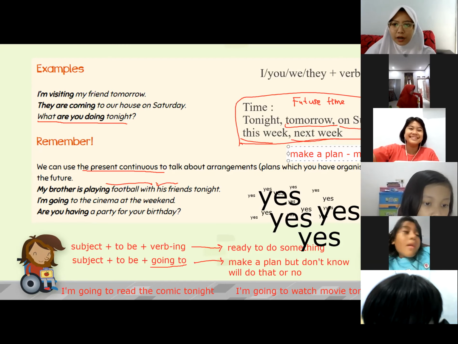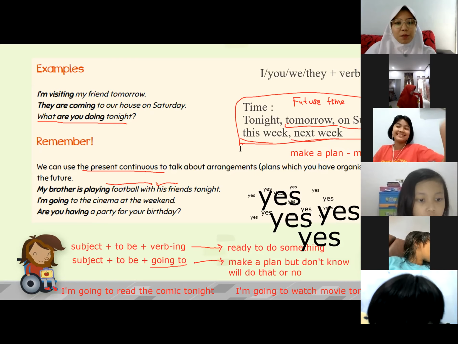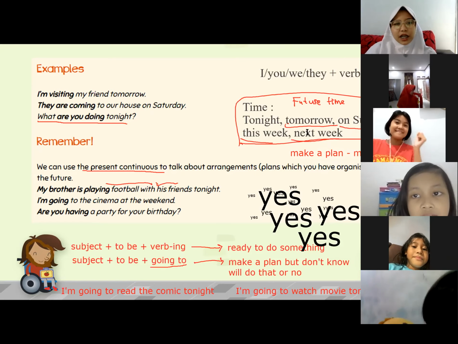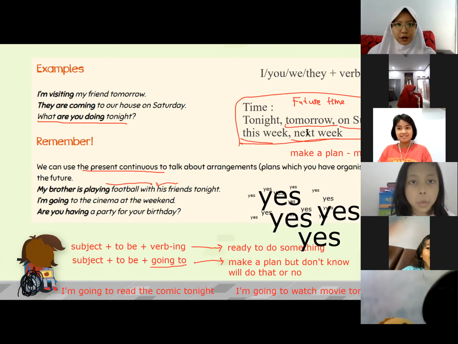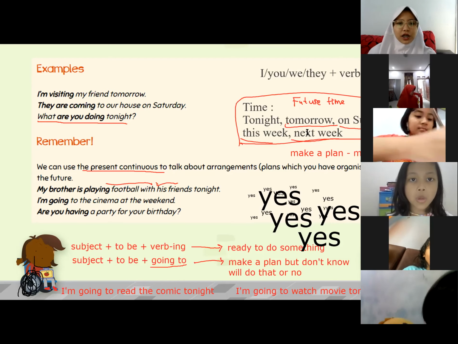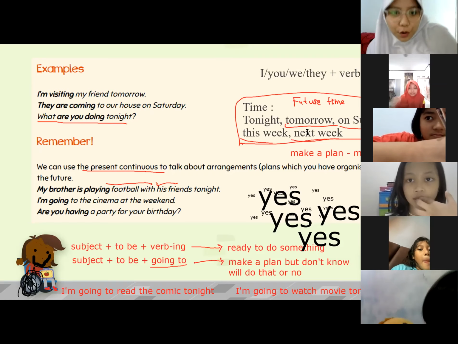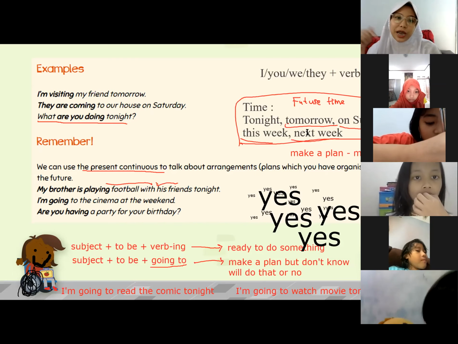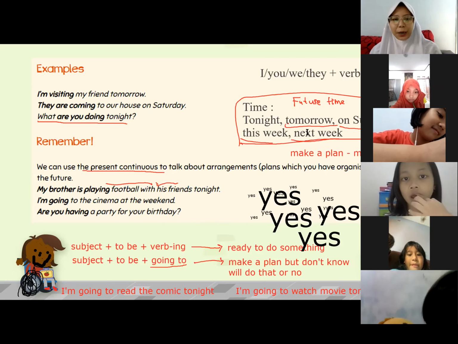This is when you make a plan, right? You make a plan. For example, what are you doing this weekend? This weekend, do you have a plan for this weekend, guys? What are you going to do this weekend? Nisa, can you tell me what are you going to do this weekend? You have a plan to do what this weekend?